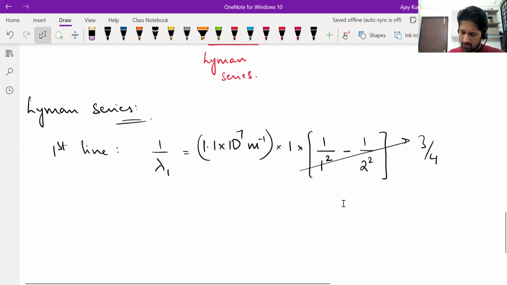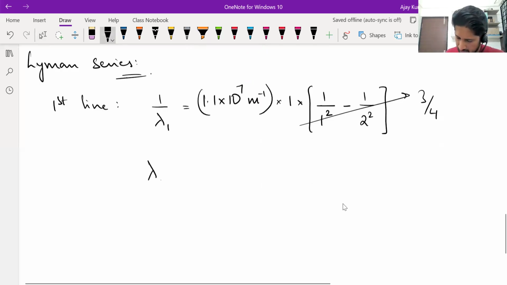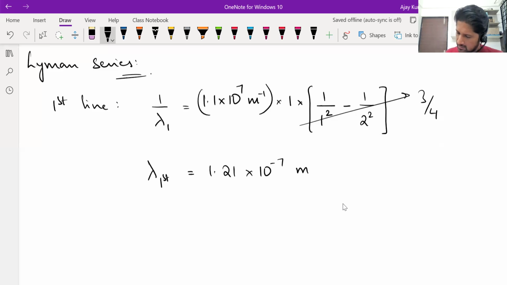So if you invert this, you get lambda 1. Wavelength of the first line of the Lyman series is 4 divided by 3 into 1.1. So 4 by 3 by 1.1, it's about 1.21, into 10 power minus 7 meters. And meter is 10 power 9 nanometers. So this is approximately 121 nanometers.